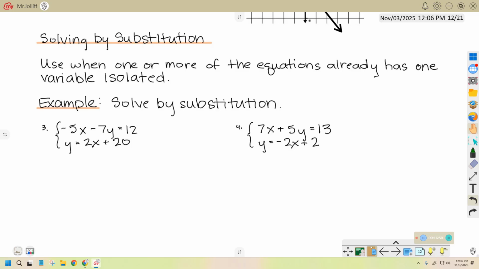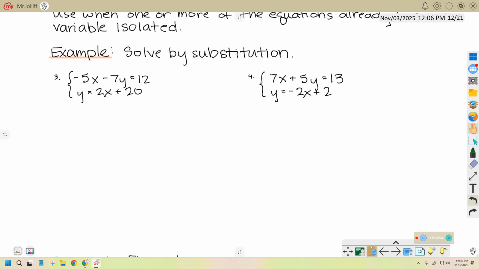So we're going to do two examples to review. First example, we have the system -5x minus 7y equals 12, and y equals 2x plus 20.